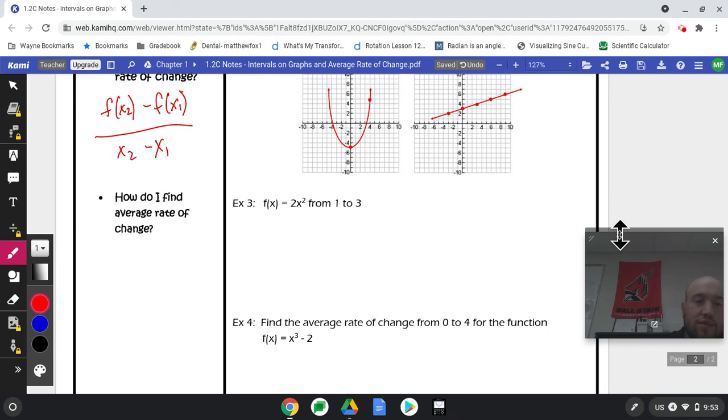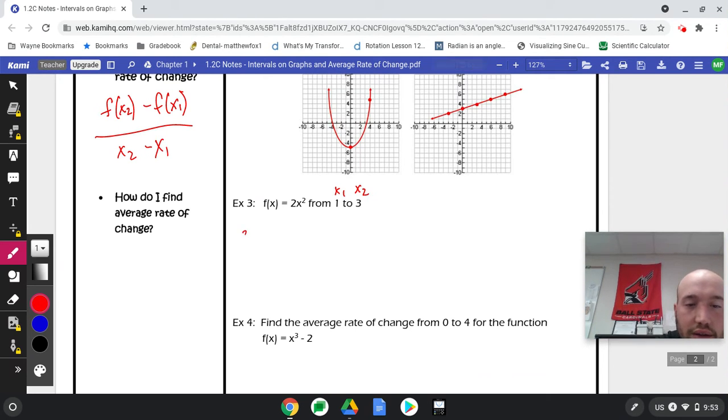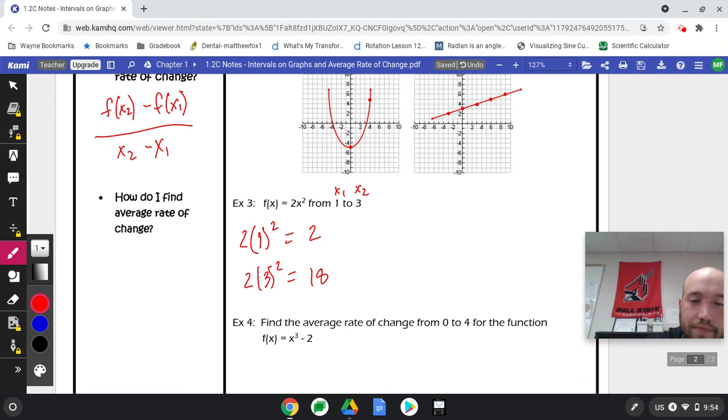So using that formula, the first thing we want to do, let's establish 1 will be our x1, 3 will be our x2. If we plug those in, we need to figure out what f is. So 2 times 1 squared and 2 times 3 squared. Follow PEMDAS, order of operations. So 1 squared is 1 times 2 gives us 2. 3 squared is 9 times 2 gives us 18. So now we set it up: f of x2, so 18 minus f of x1, which is 2, all over x2 minus x1, so 3 minus 1. 18 minus 2 is 16, 3 minus 1 is 2, and that results in 8.